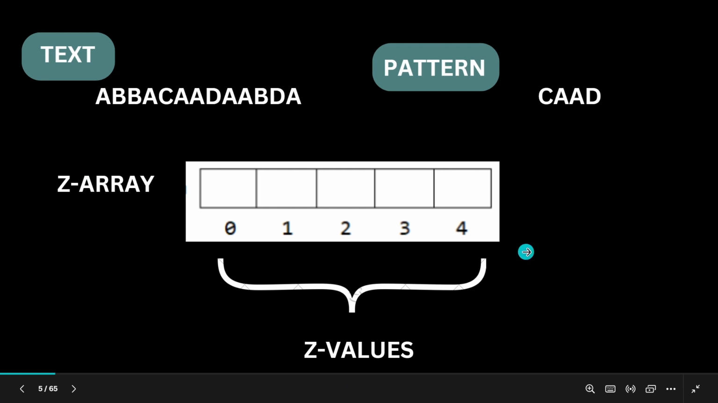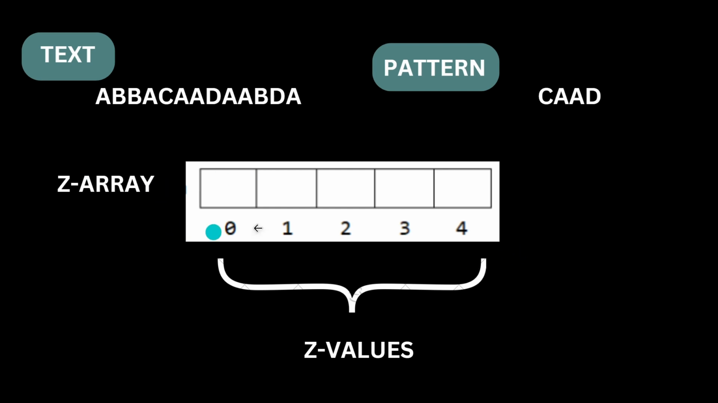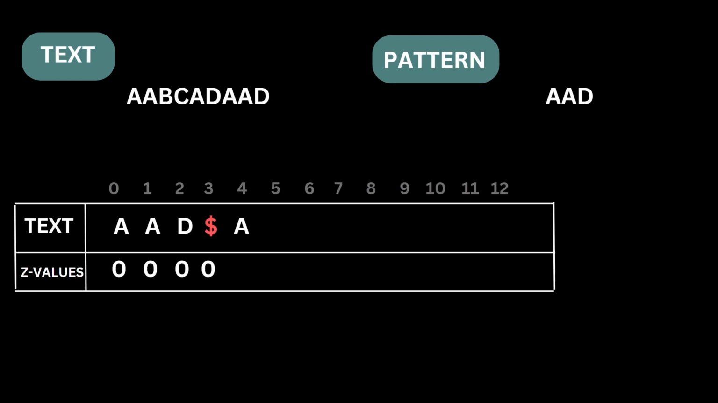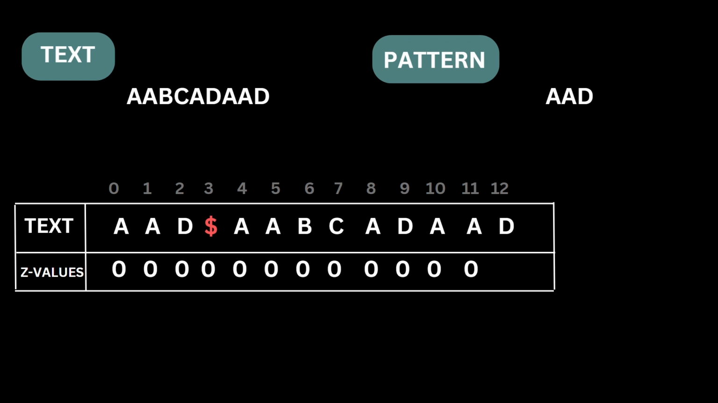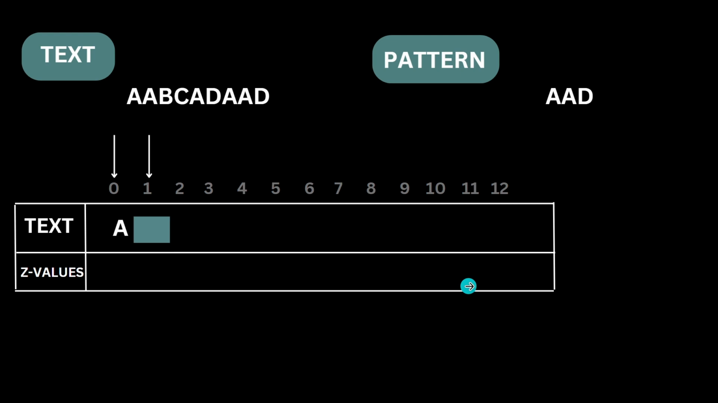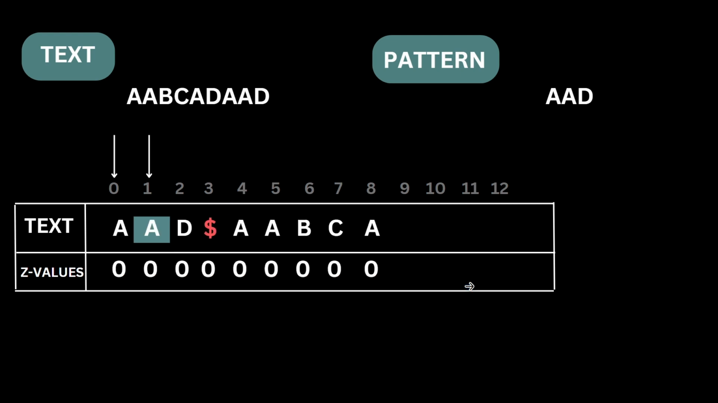For this we need to create a Z array. We'll see what a Z array is, and the values stored in this Z array are known as Z values. Let's take a look at this example. Pattern AAD is given and we need to find this in the given text. We will be concatenating the strings using a dollar symbol and initializing the values in the array to 0. Note that the first value of the Z array is always 0.